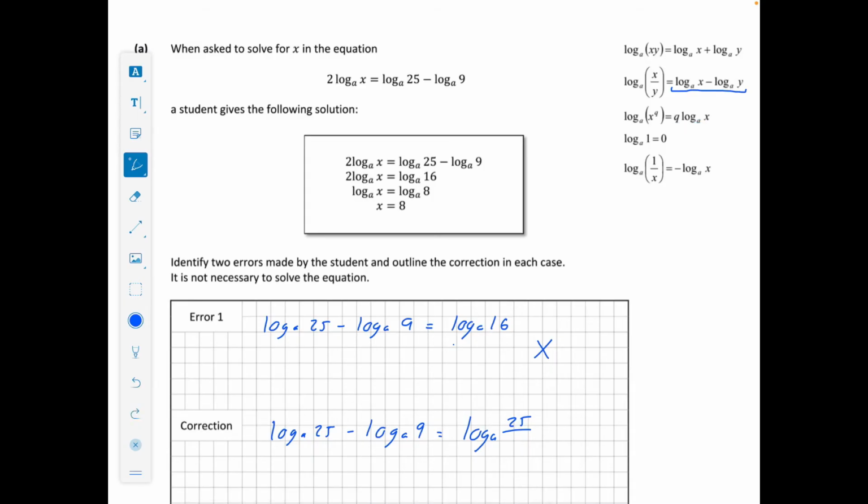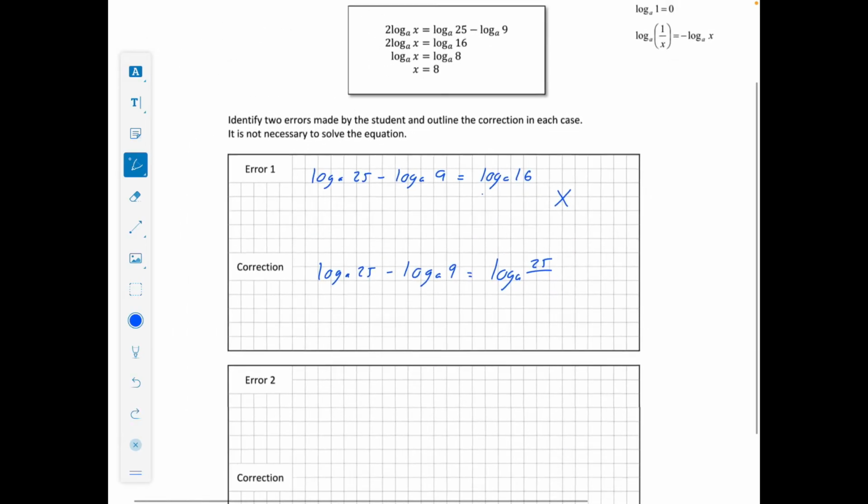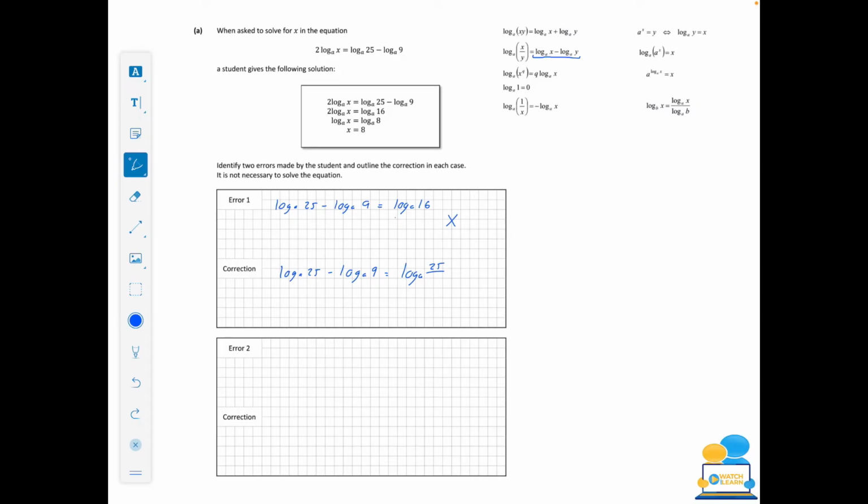That's not correct. What should they have done there? We should have used this rule here. So if you need to get rid of a number in front of the log, what you do is you make it a power. They divided by the 2, but you're not allowed to do that because this 8 is kind of trapped inside the log, or that 16 is trapped inside the log.